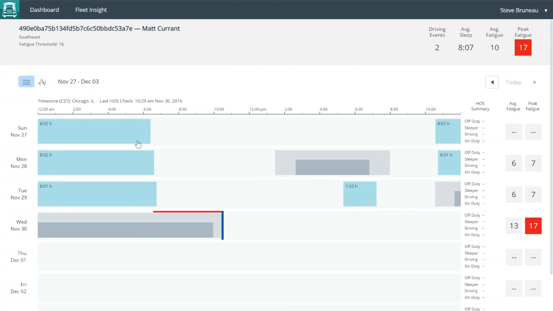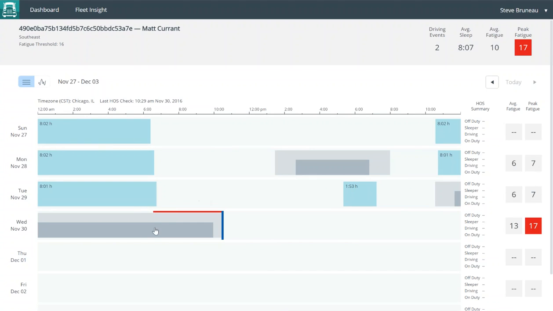So what you see here is we're in our fourth day of this weekly cycle. And this red line that's shown here on Wednesday, November 30th, is where the fatigue has exceeded the threshold for this particular driver. Now here's a situation where it's high and they're driving, which of course is indicative of risk.